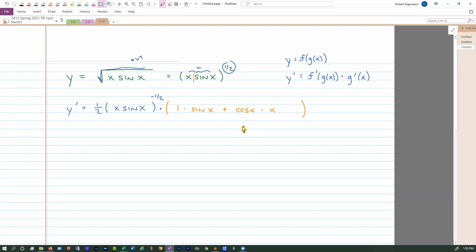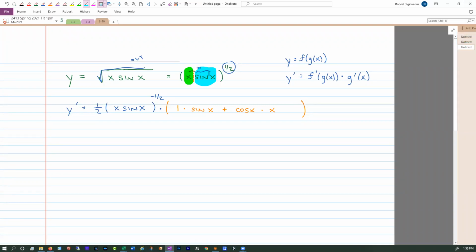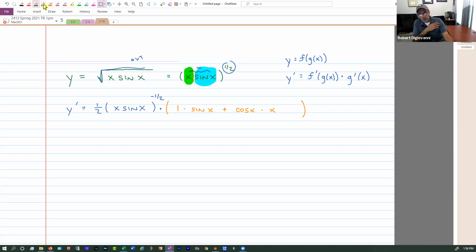Would we still be able to do the chain rule on the sine x and the cosine x, or am I wrong? I'm not sure I understand your question. You know what? I think I answered it myself. Now that I really think, this x and this sine x are being multiplied, right? And that's why we do the product rule when we take the derivative of the inside. All right, I'm going to give you one to work on.